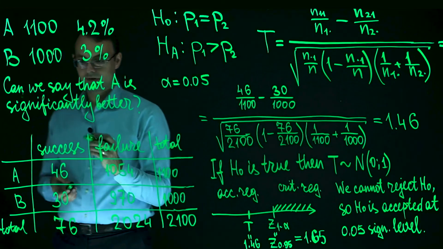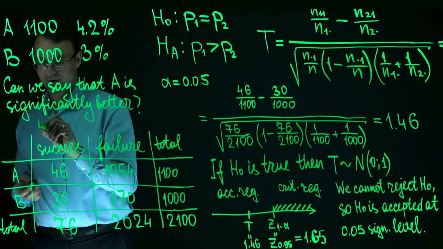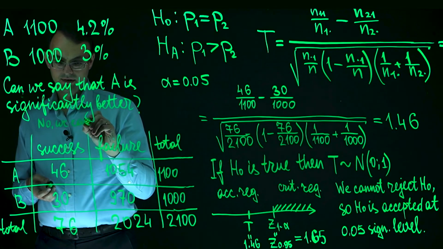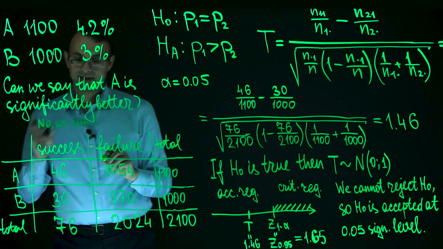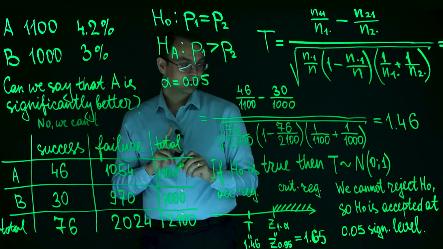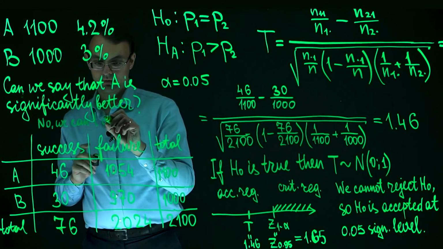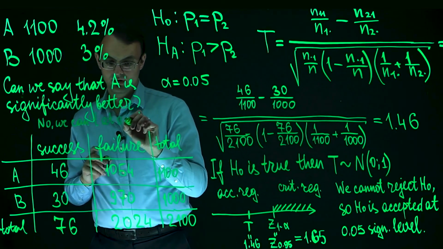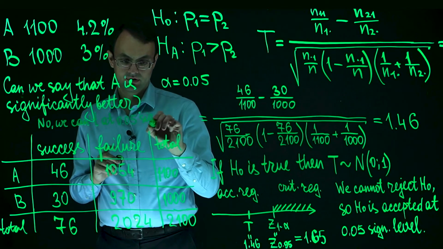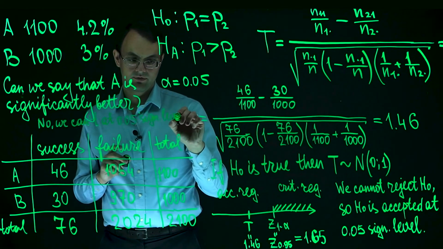Maybe I'll write this down even to make it more clear. So no, we can't. And it's better to add the 0.05 significance level. So add 0.05 significance level.